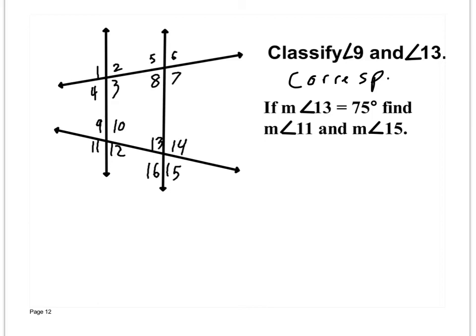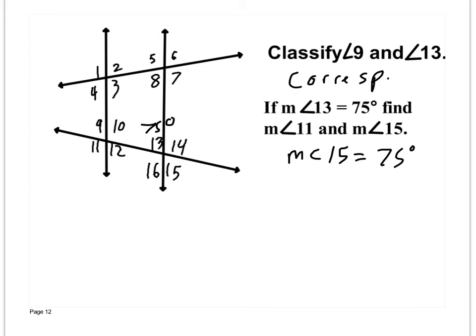Now, you're supposed to find the measure of 13. They say it's 75 degrees. So now you need to know the measure of angle 11 and the measure of angle 15. Well, if 13 is 75, then the measure of angle 15 has to be 75 degrees because they're vertical angles. They're opposite of each other.